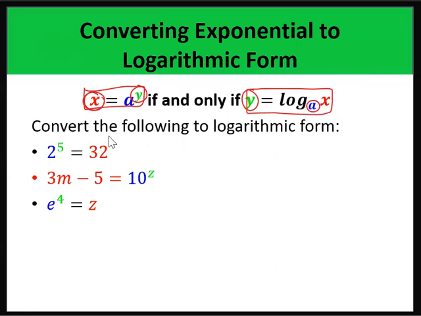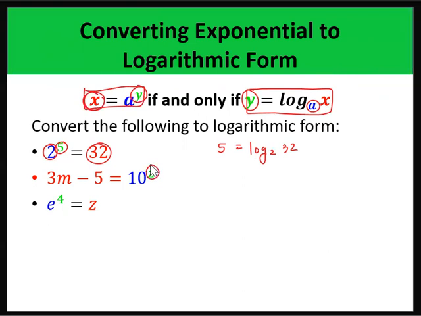So for example, let's convert the following to logarithmic form. So we have 2 raised to 5 equals 32. So that means the exponent is separated from the rest. And then we have the logarithm of the other side, which is 32. And then we shall use the base 2 as a subscript of the logarithm.